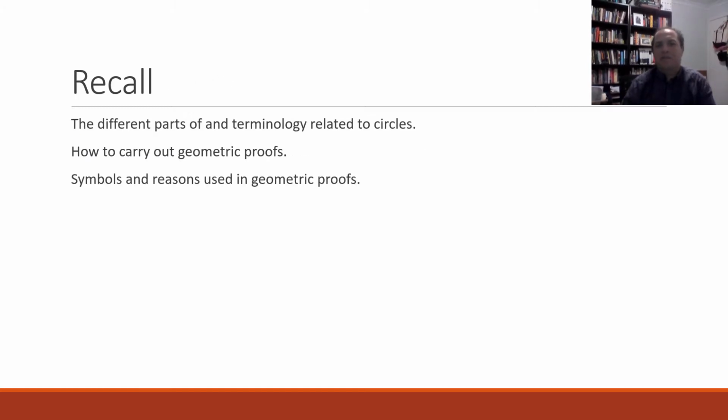Right, some things you'll have to recall. First of all, the parts of circles and their terminology. So we're talking arcs, sectors, segments, radii, chords, those words and those ideas. We should remember what those are. We should remember how to carry out our geometric proofs, making statements, writing reasons, and also remember those reasons either written or using the symbols.